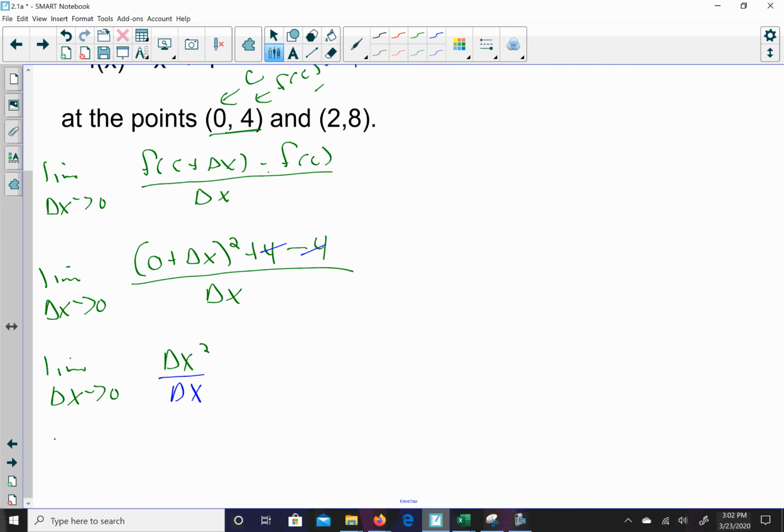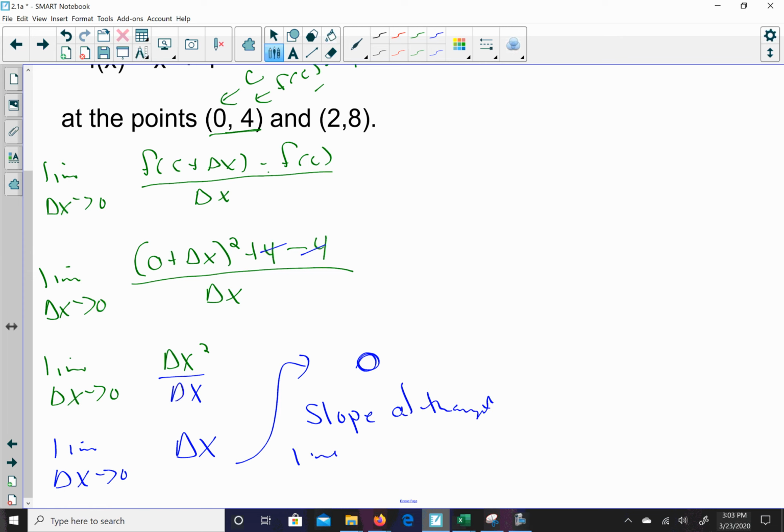I can simplify, so the limit as delta x approaches 0, I'm just going to be left with delta x because they would simplify. Now I substitute 0 for delta x, which now I can, and so I'm going to get an answer of 0. So the slope of the tangent line at x equals 0 is 0.